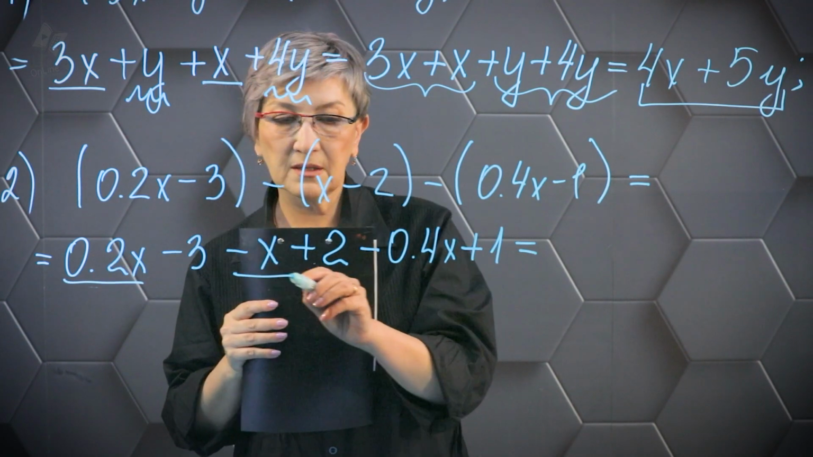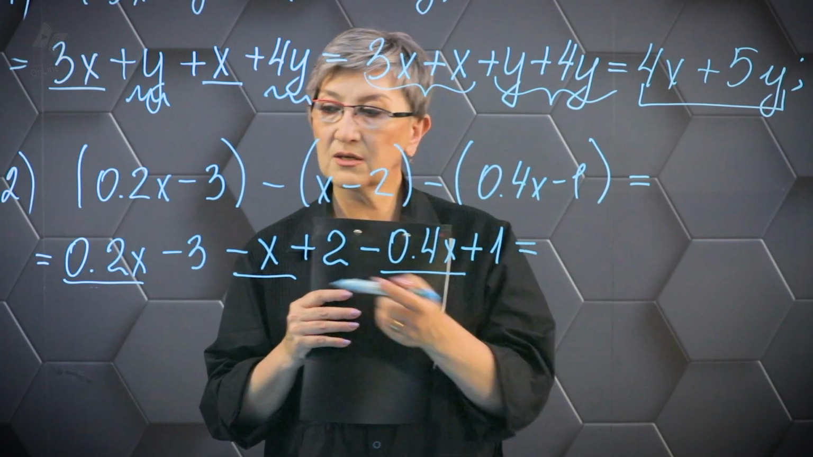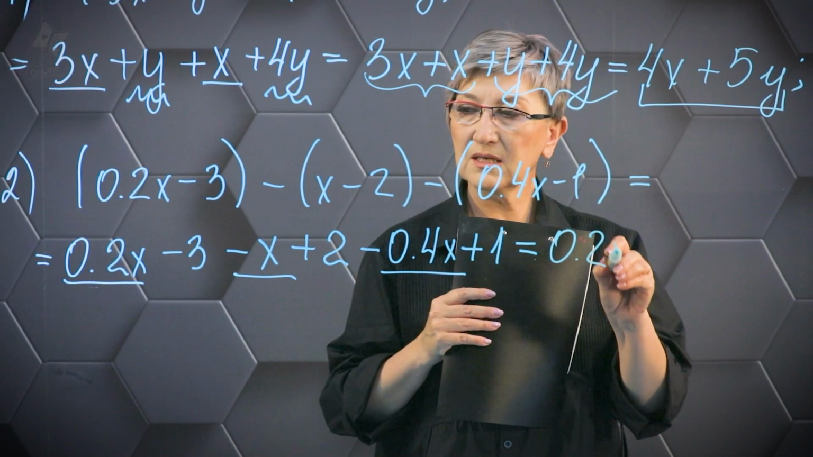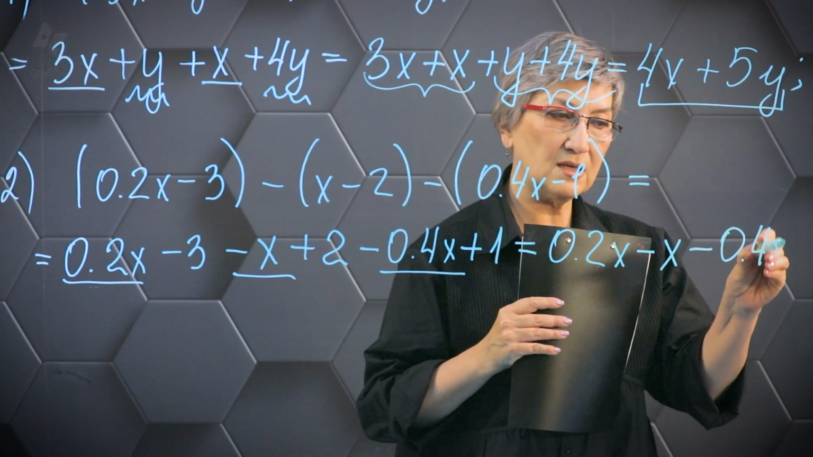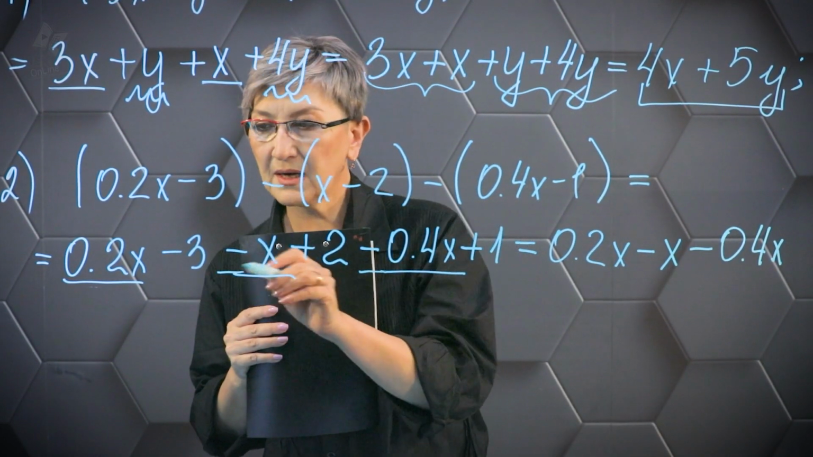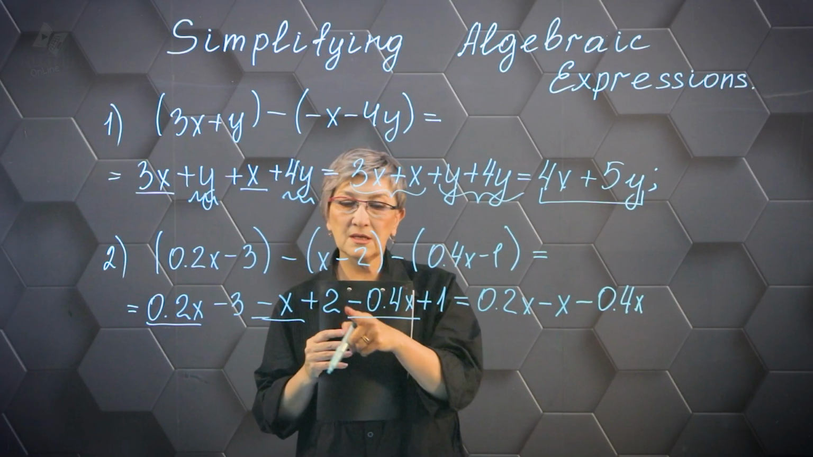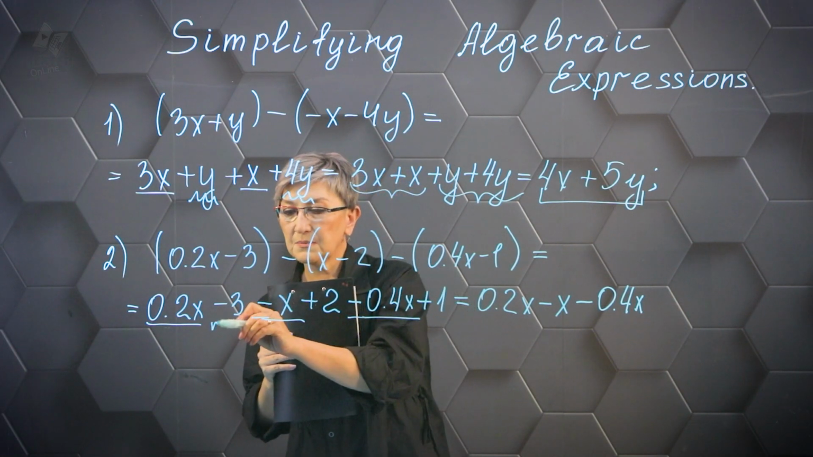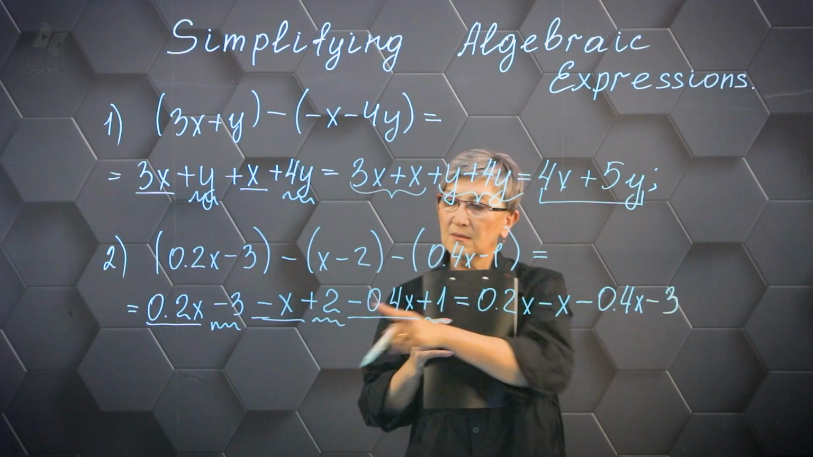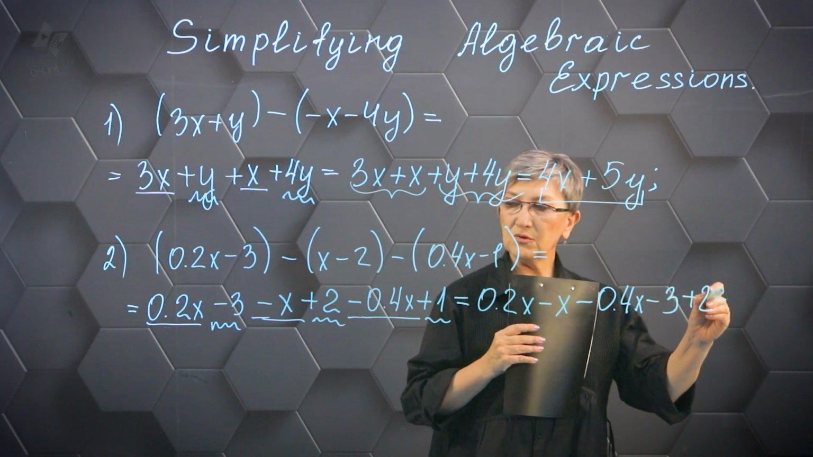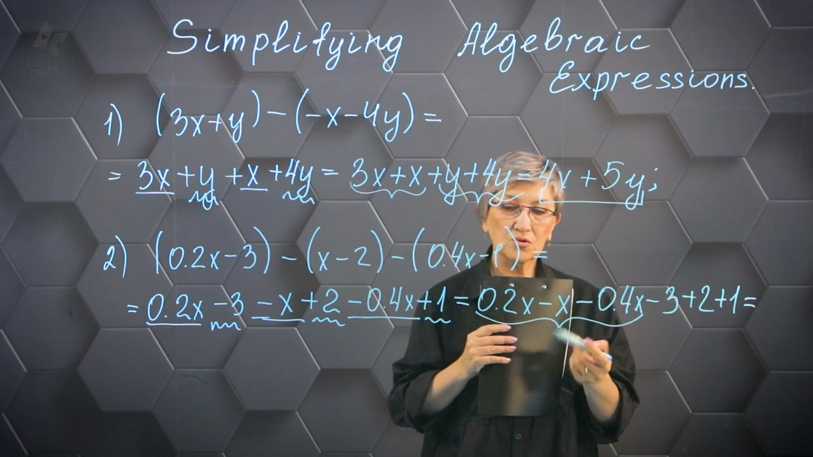Now, we're going to write similar summands that have a letter part equal to x. Let's write 0.2x minus x minus 0.4x. Notice again, 0.2x minus x minus 0.4x. And now let's write down the numbers: minus 3 plus 2 and plus 1. Now we're going to find the sum.